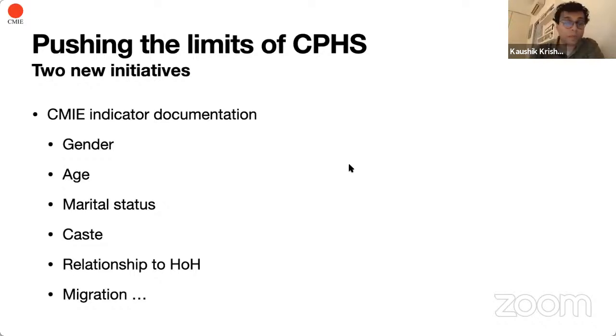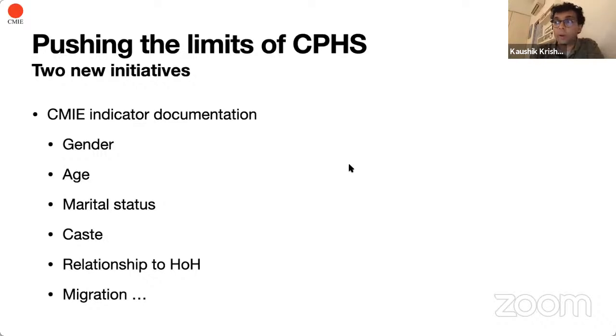So you're going to see, over the next few weeks and months, documentation on gender, on age, on marital status, on caste, on relationships, on migration, etc. The intent of this documentation is to take these groups of indicators, explain to you how we do the data collection, explain patterns that we see in the data, and put together descriptive statistics that make it easy for you as a researcher to determine the degree to which you can push on a particular indicator or set of indicators in the data.